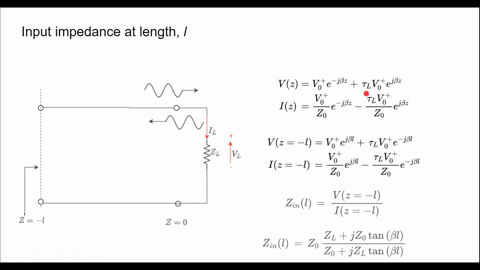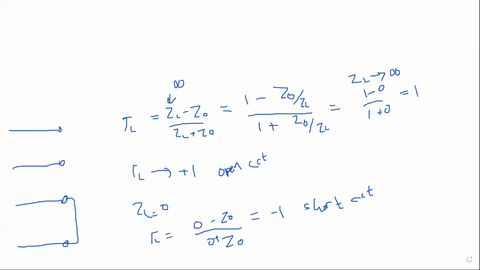Here, I have made a small change from the ones before. In the previous lecture, we denoted this using our V0 minus value. Here, we have that in terms of tau L. As you can remember, we can represent our V0 minus in terms of tau L times V0 plus. Same thing with the current as well. You can represent the current using tau L and I0 plus.